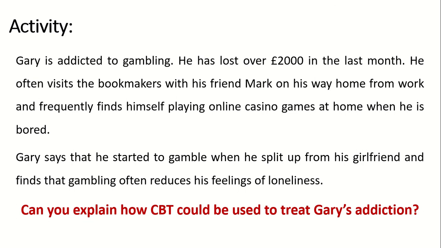So that's all I want you to do. I want you to outline the functional analysis, really starting to think about Gary's addictive behavior surrounding gambling. What triggers might be making Gary feel compelled to gamble? And skills training. What techniques could we utilize with Gary? What could we teach Gary to help him deal with these triggers which don't result in him feeling compelled to use online casinos or go to the bookies?